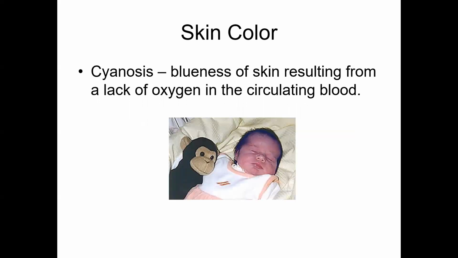We can diagnose things based on skin color, or at least have an idea of what's going on. This is cyanosis. This is caused by a congenital heart defect in this case. But cyanosis usually refers to any blueness of the skin that's caused by a lack of oxygen. And in this case, we have a cyanotic heart defect, which is a topic that we'll talk about next semester.